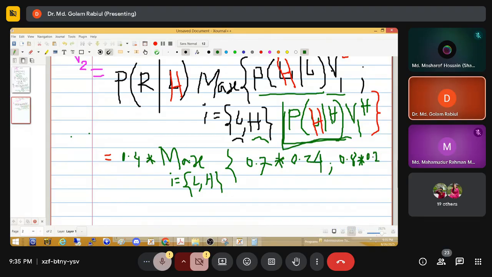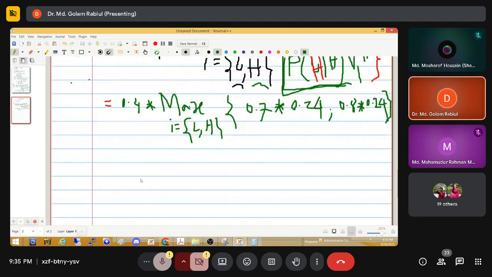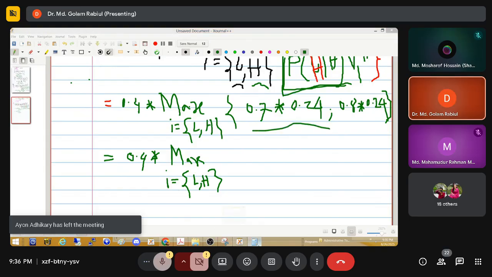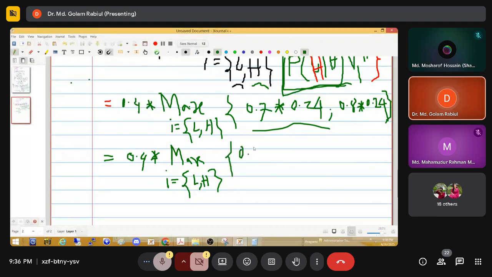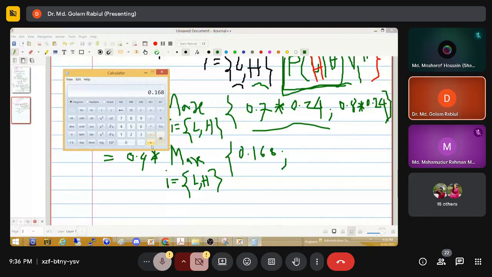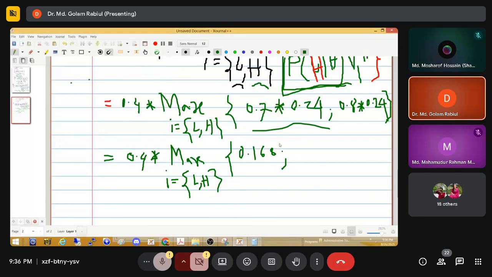So it means 0.4 times the maximization over I equal L and H. So 0.7 times 0.24 is 0.168, and 0.8 times 0.24 is 0.192.